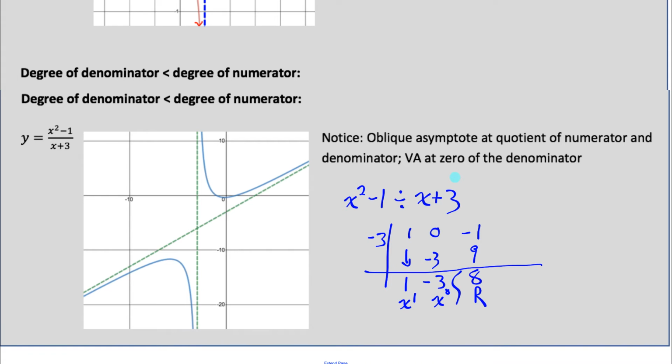So to find a slant asymptote, you actually have to do the division and find the quotient, and the quotient tells you the equation of the slant asymptote. Slant asymptote at y equals x minus 3.